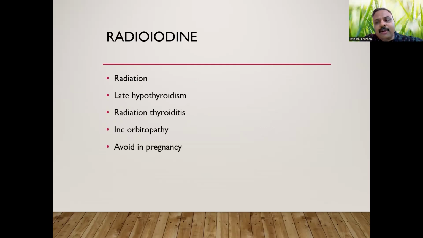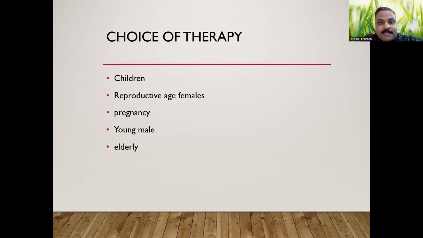Radioiodine is the treatment of choice for those who have toxic adenomas. The effect is that it causes radiation. In the late scenario, it can cause late hypothyroidism. It can cause radiation thyroiditis. It increases the chances of orbitopathy. So it is not a drug. It is not a treatment of choice in those Graves patients who have ocular involvement. It is to be avoided in pregnancy. So choice of therapy depends upon the age of the patient, the pregnancy status, and the reproductive age group. We take into account all these things when we prescribe the treatment of choice.